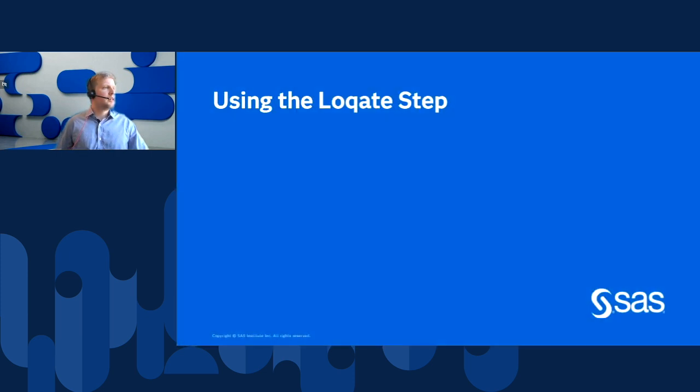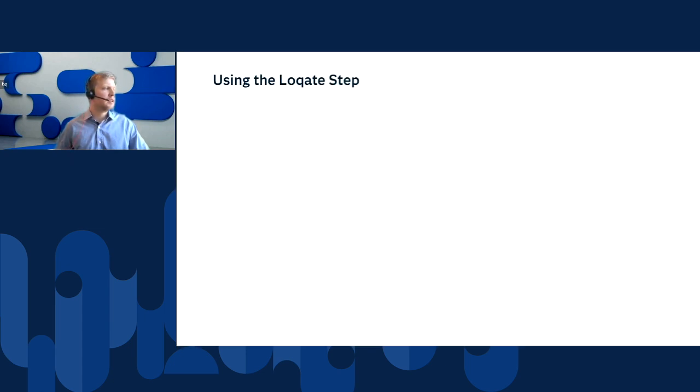All right. So that's 2 out of 3 methods now. So the last one that I want to talk about is using the locate step. And this is another SAS partner. So this is a company called Locate, which is another third-party provider that specializes in address verification and enrichment, and also can provide this geocoding and address verification functionality in VIA.